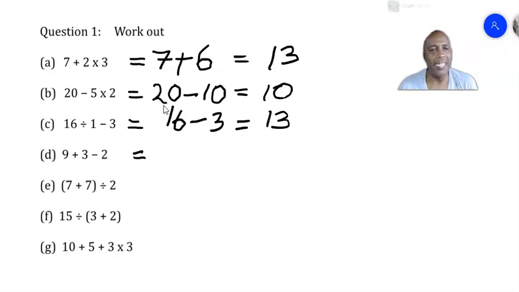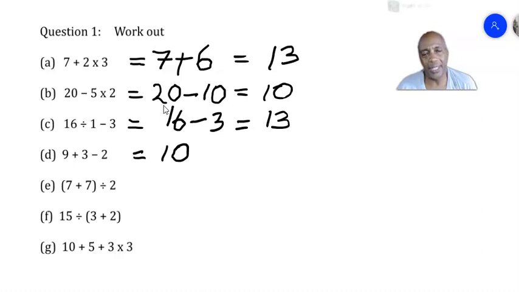Number 4, you have addition and subtraction. They can be done in any order, but are done in sequence. So the plus sign is first, the minus second. So 9 plus 3 is 12, sorry. And 12 minus 2 is 10.